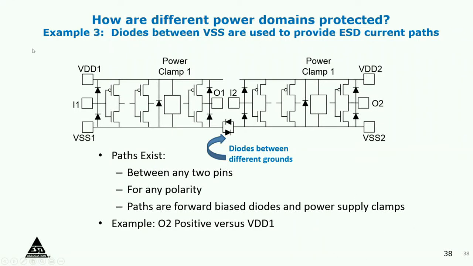Now what happens if you have different power domains? Power domain 1, power domain 2, then you have to have paths in between. So if I stress one pin with respect to another pin, the current has to flow this way. So I make sure all my current paths are provided and the whole chip is protected this way.